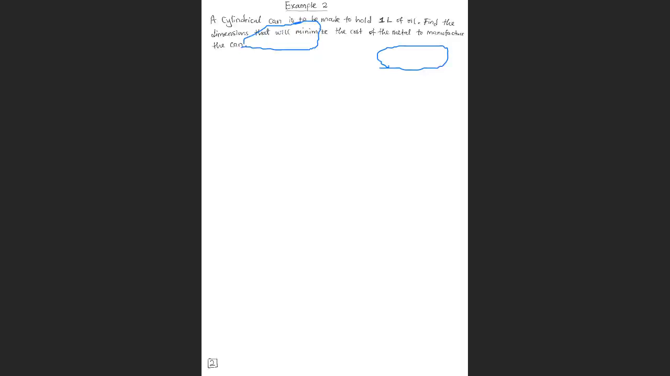Okay, so it's a cylinder. That's the first thing you know. So you know your can is going to look like that. My can looks terrible, but make sure you draw a better can. So that's the can.